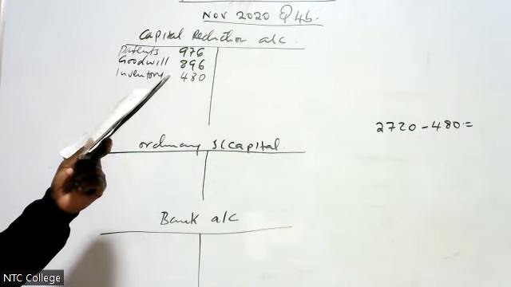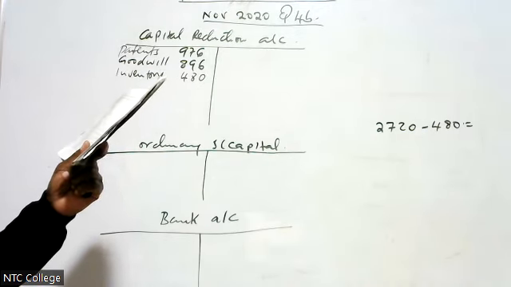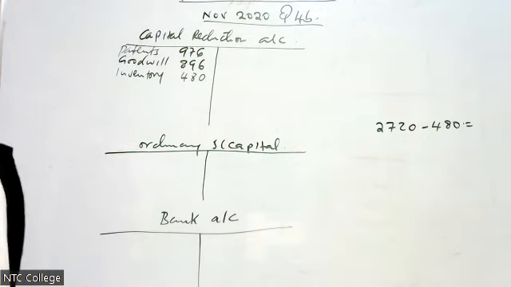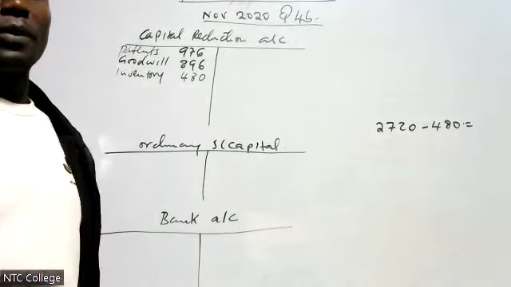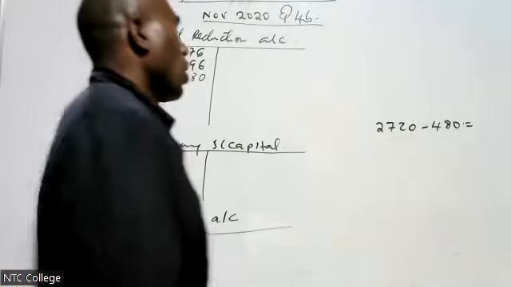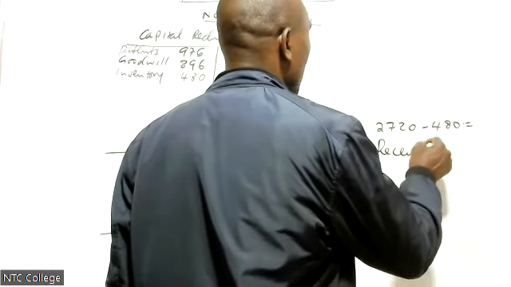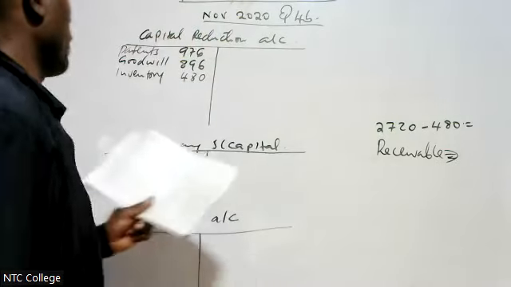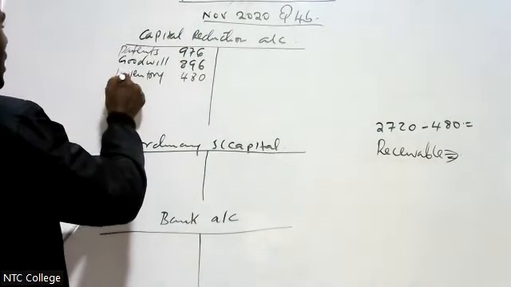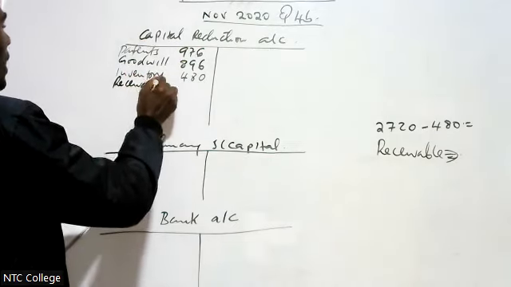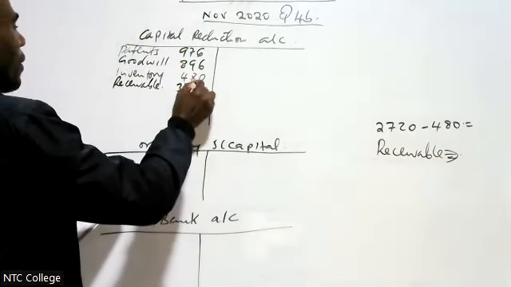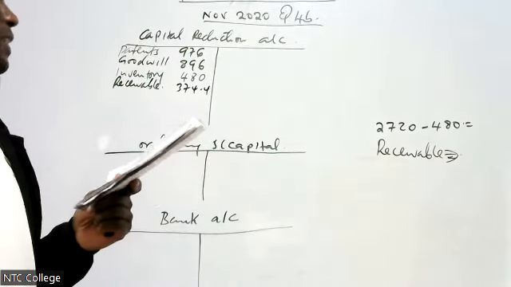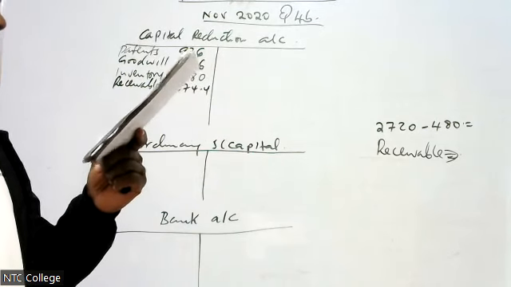Then examiner continues to say, shillings 374 million is to be provided for bad debts. We are providing for bad debts. Bad debts is provided for on a receivable. I provide for bad debts on receivable. Therefore, my receivable will reduce by 374 million. Therefore, on my capital reduction, I say receivable 374. On my capital reduction, I debit capital reduction with that amount.